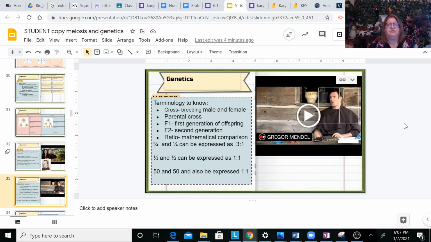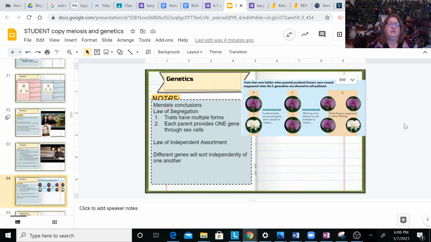Even whole numbers, if you have 50 pea plants that are tall and 50 pea plants that are short, you could express that as a 1 to 1 ratio. If I have one pea plant that's tall, I'm going to have another pea plant that's short. And so these ratios, you're going to see them a lot during our numbers. So it's good to practice that. The other thing that we're going to be looking at would be some rules of probability, but we're going to save that for another video.